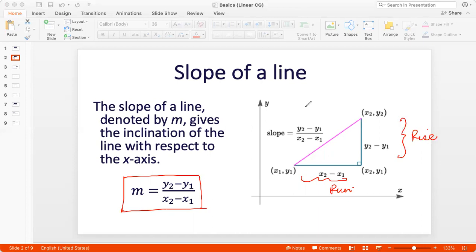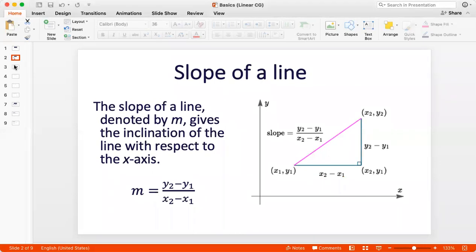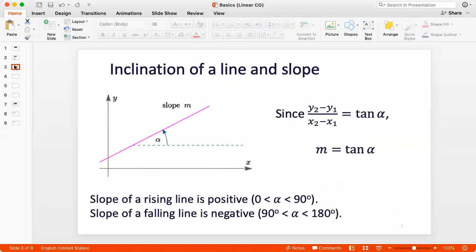So the question is, why is the slope important? Let's look at why this is an important feature of any linear equation. Basically, the slope gives us the inclination of a line with respect to the x-axis.